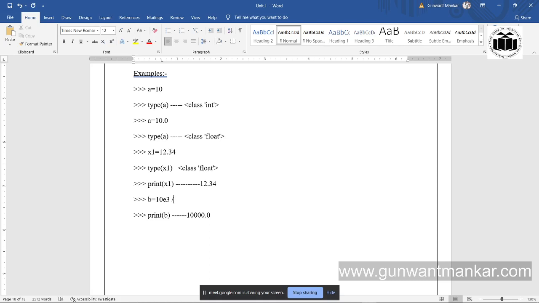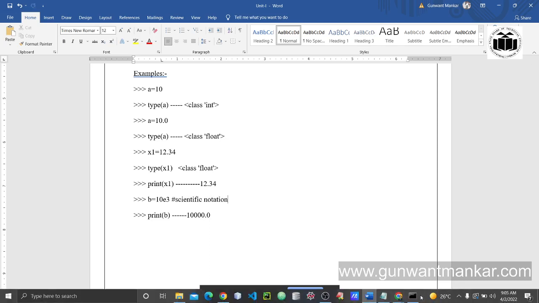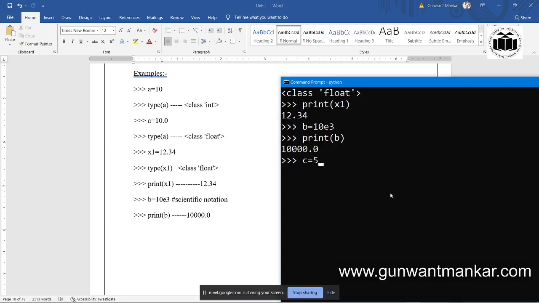Hash is a comment. How can we give a comment in Python? That is a hash. What are we going to write here? Scientific notation. It's a scientific notation. 5E2. What is the meaning of that? 5 to the power, how many zeros? 2 zeros. Print here and see what we are getting.